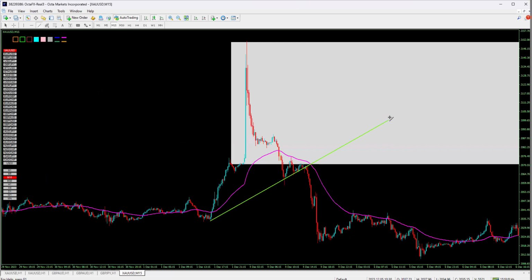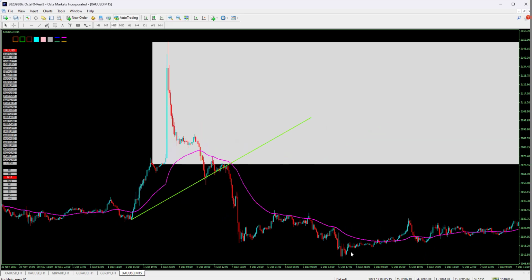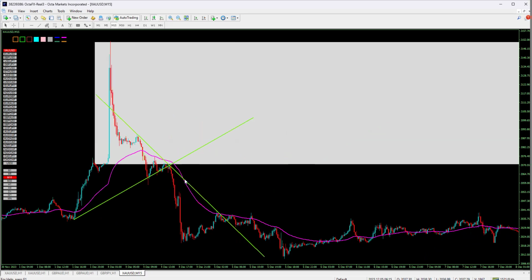So you enter your sell at that point, then you draw your trend line, you wait for breakout, that's where you exit. Guys, you see how easy trading is. You don't need to complicate it. So you wait for breakout, you just exit.